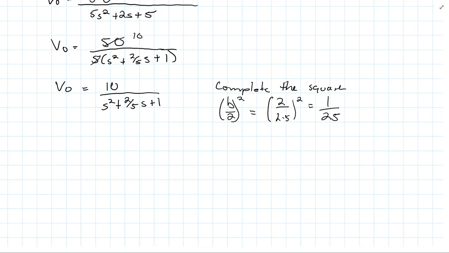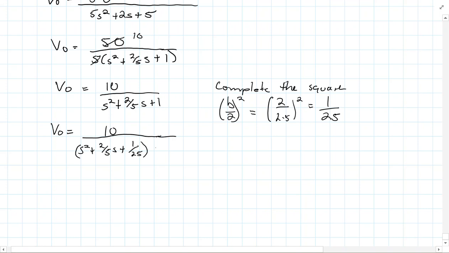And so what we would write this as is that V out is 10 over, and then the whole point of doing this is we look at what b over 2 is. b over 2 is 1/5, so we'd have s plus 1/5 quantity squared. Well, here, let me write it out in more detail here. s squared plus 2/5 s plus 1 over 25. I'll put that in parentheses, but then I'd be left with 24 over 25.